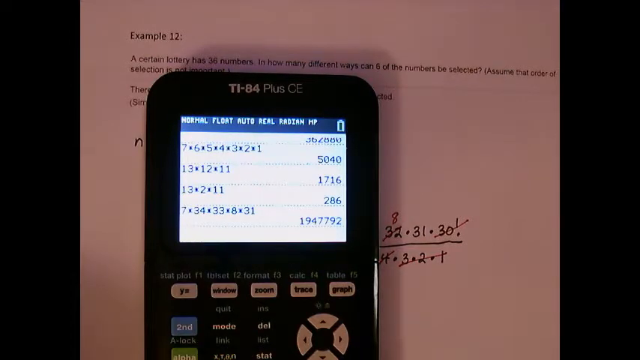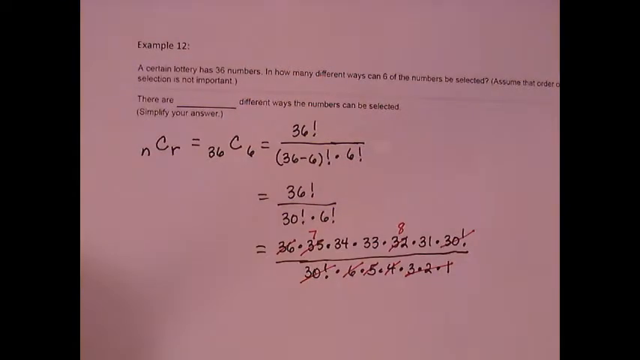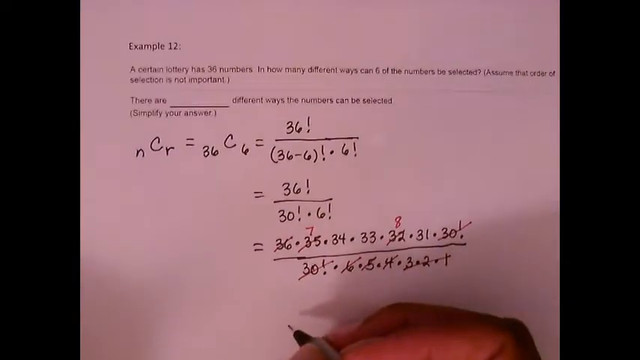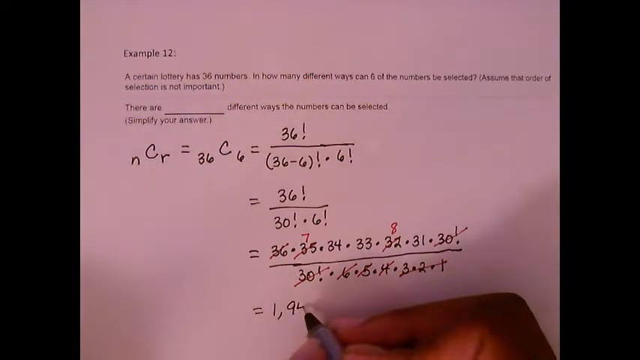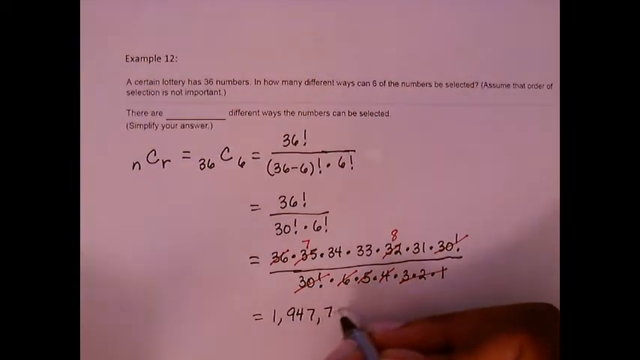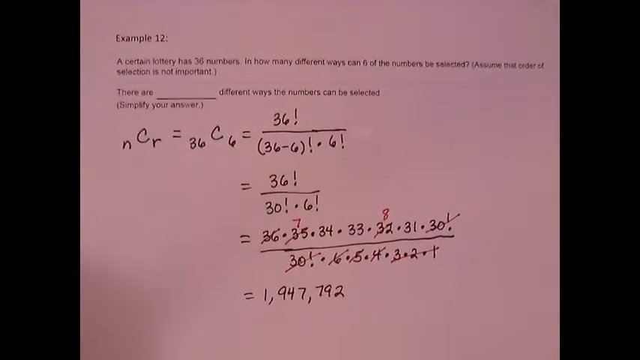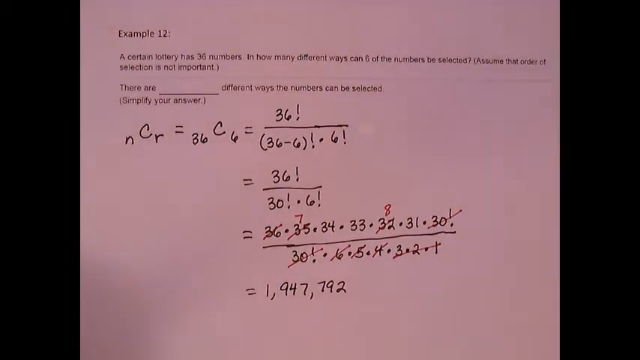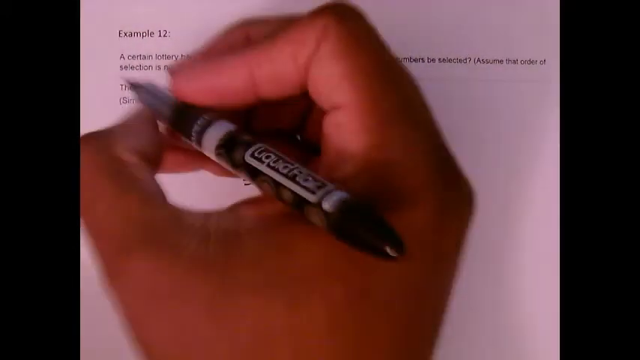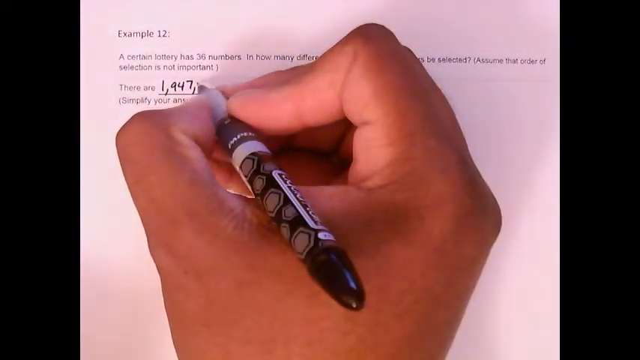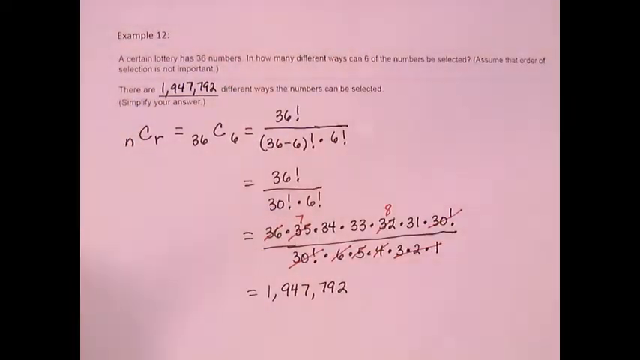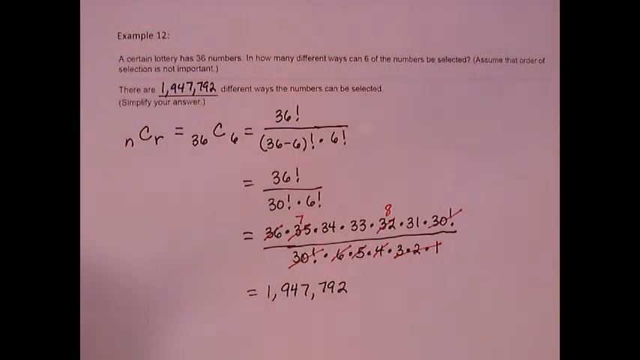And this will be the final answer there, 1,947,792. So in this case here, there are 1,947,792 different ways the numbers can be selected.